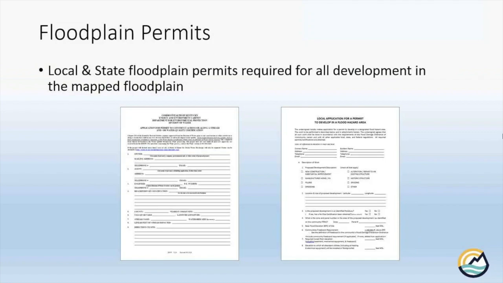Another requirement, like I said, is state and local floodplain permits are required for all development in a mapped floodplain. So we have a state program, and then all local communities that participate in the NFIP have a local program as well. So you have to get a permit from both before you're allowed to develop in those areas.